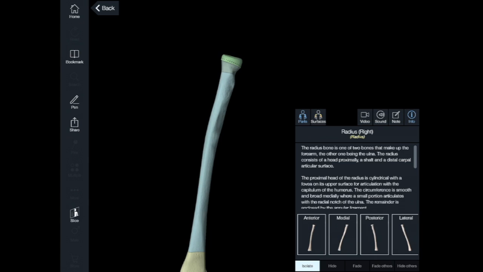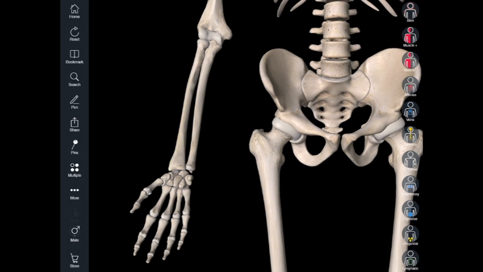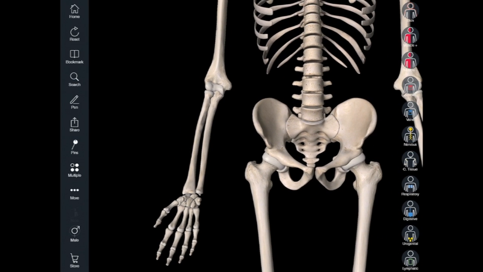Below the head, we've got the neck of the radius, and below the neck, we've got a tubercle or a tuberosity, which is called the radial or the bicipital tuberosity. It is called the bicipital tuberosity because it is the insertion for the biceps brachii tendon, and we can see that more clearly if we search for this muscle.